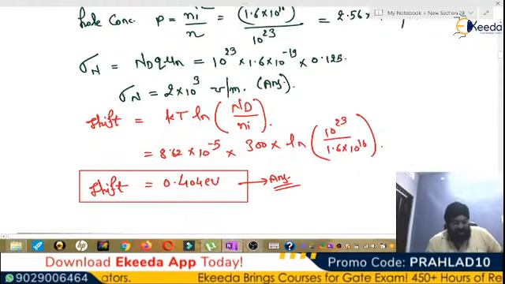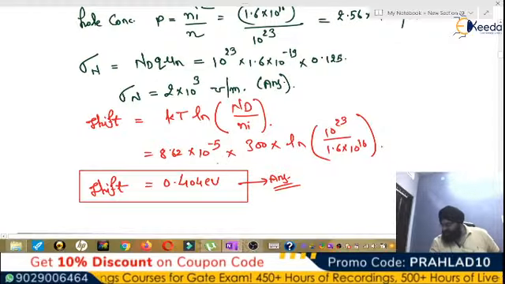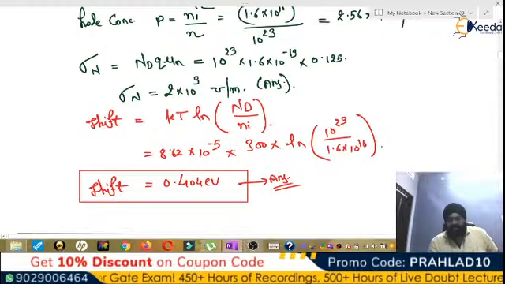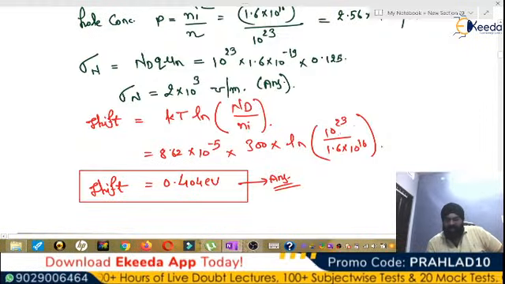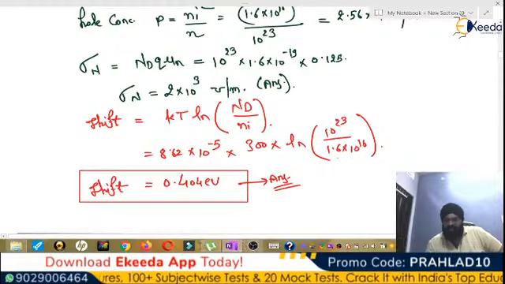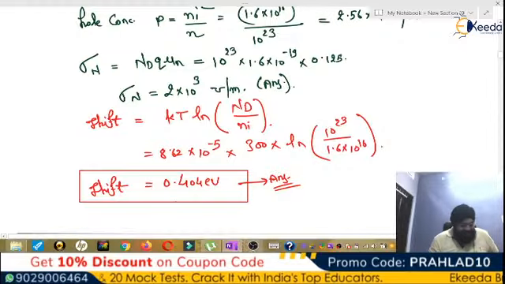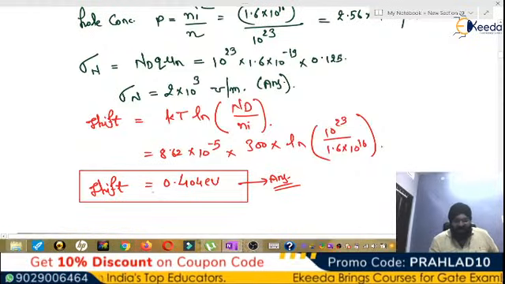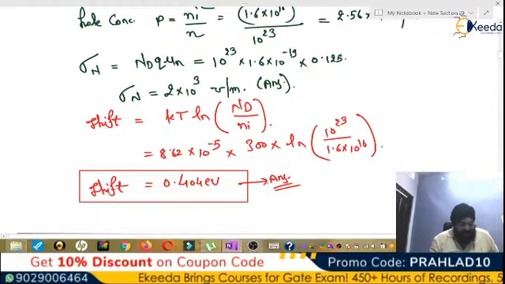And the shift in the Fermi level with respect to intrinsic semiconductor is kT ln Nd by Ni. K is Boltzmann constant. It is 8.62 into 10 raised to power minus 5 into 300 ln Nd over Ni. It is 10 to the power 23 over 1.6 into 10 raised to power 16. So the shift in the Fermi level is 0.404 electron volt.